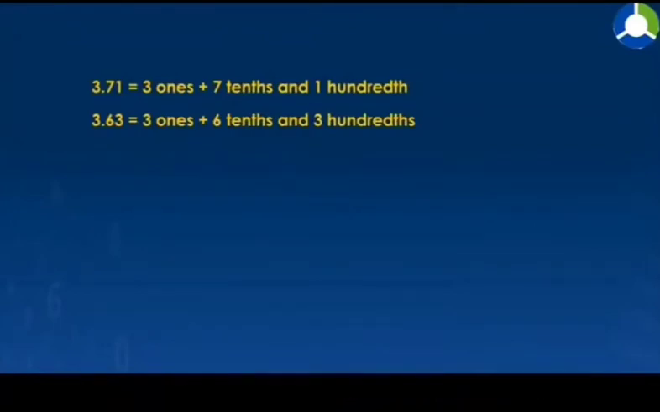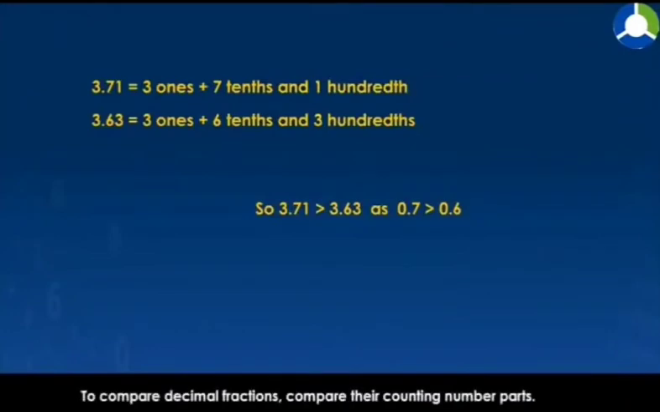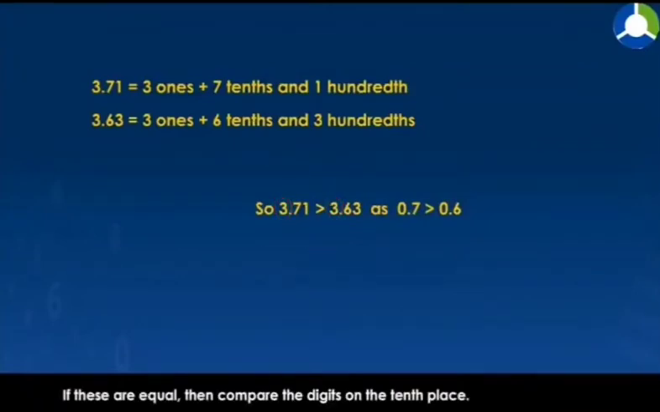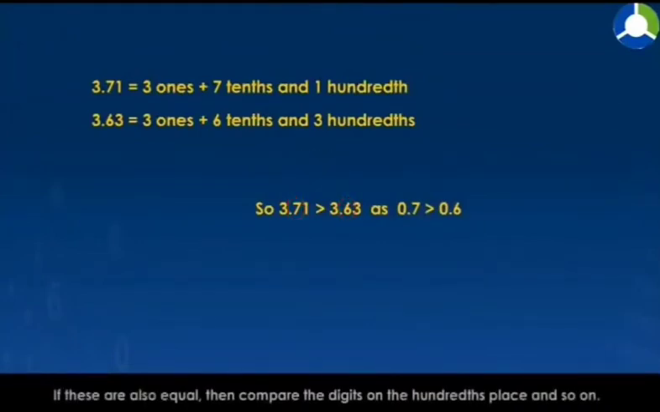Therefore 3.71 is more than 3.63. I hope it is clear, children, as 0.7 is more than 0.6. Therefore, to compare decimal fractions, compare their counting number parts. If these are equal, then children, compare the digits on the 10th place. If these are also equal, children, then what will you do? Then compare the digits on the 100th place and so on.